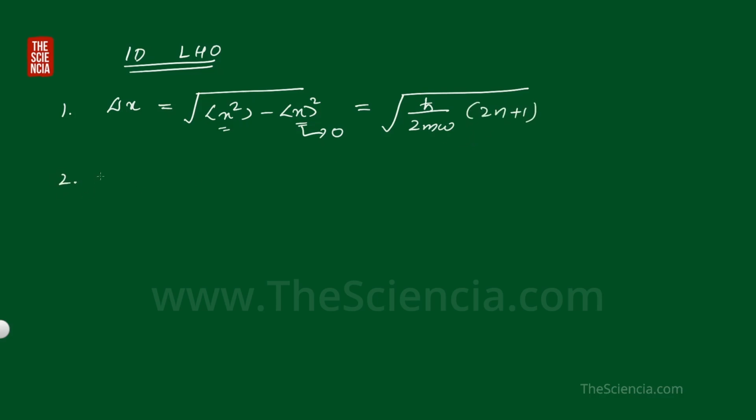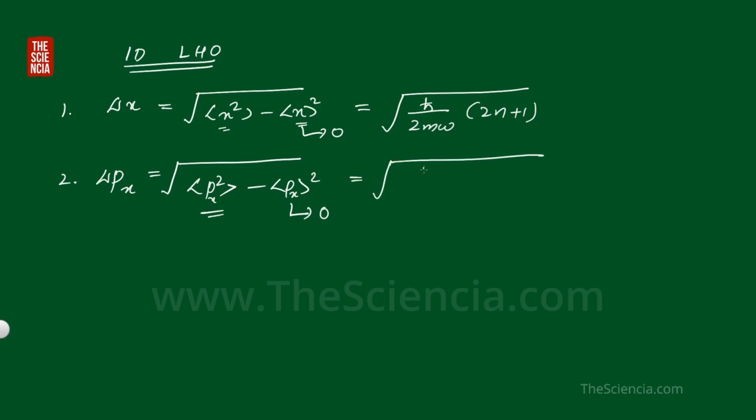And now I want to find out the uncertainty in momentum. If you are measuring the momentum of the particle, there will be some uncertainty in that measurement, and I want to find out that uncertainty. The expression is root of expectation value of px square minus expectation value of px whole square. Here also the expectation value of px is equal to 0. We already found this value, so we get root of h cross m omega by 2 into (2n plus 1).